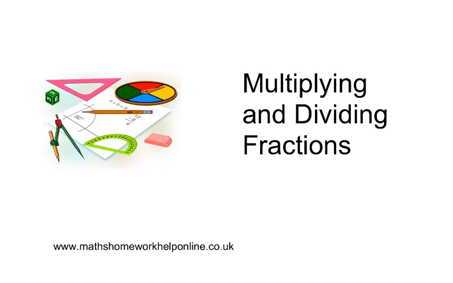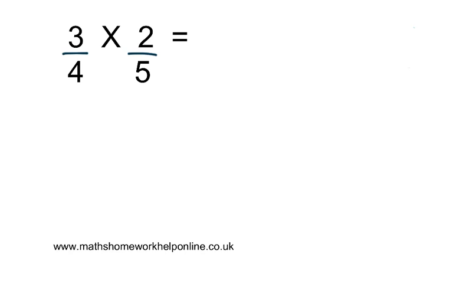In this video we're going to look at multiplying and dividing fractions. First of all, we're going to look at multiplying fractions. Multiplying is quite easy because all you need to do is multiply across the top. So we're going to do 3 multiplied by 2, and then multiply across the bottom, so 4 times 5. It really is as simple as that. Multiply across the top, multiply across the bottom.